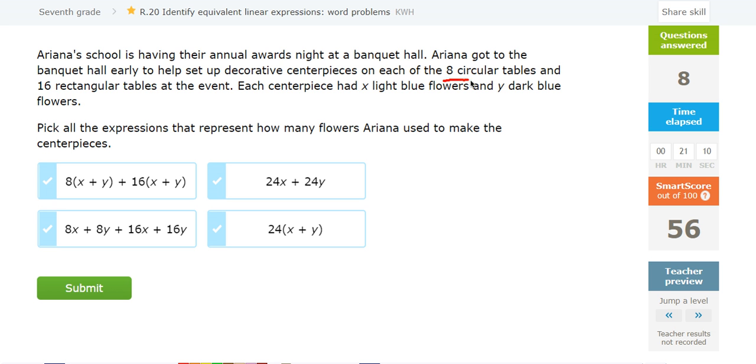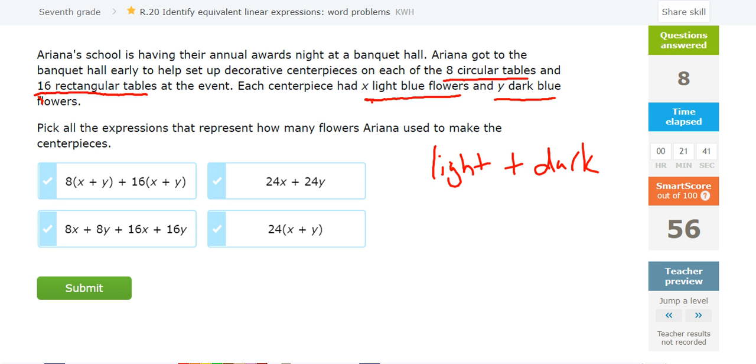So there are going to be 8 circular tables and 16 rectangular tables. Each centerpiece had X light blue flowers and Y dark blue flowers. That means those are being put together on each table. So for each of those tables, each centerpiece would be X, the light blue, plus the dark blue, which means X plus Y will be on each table.